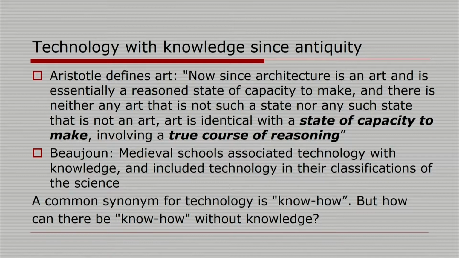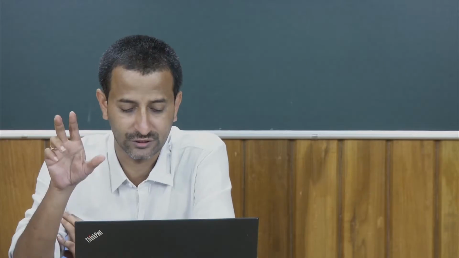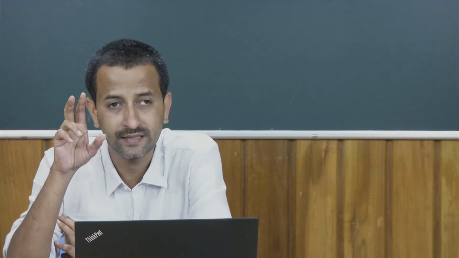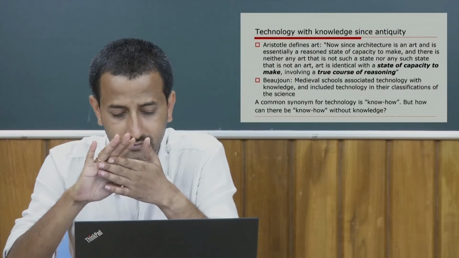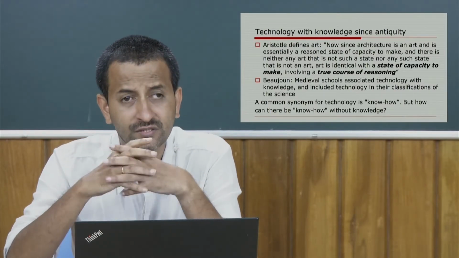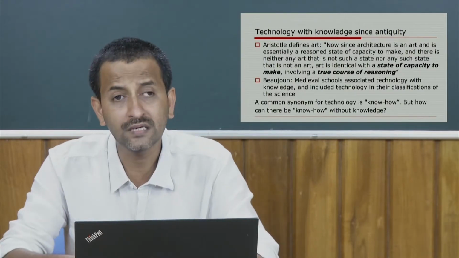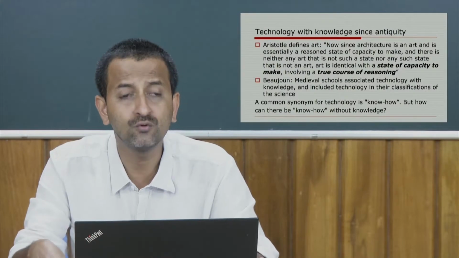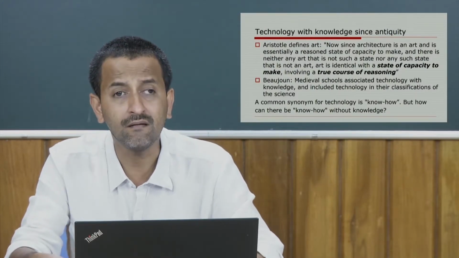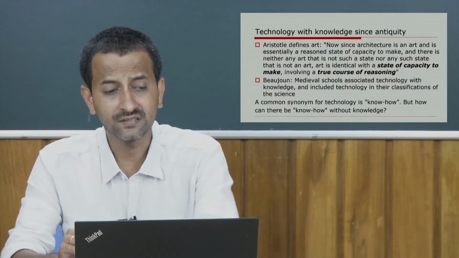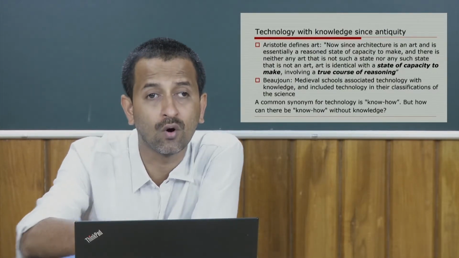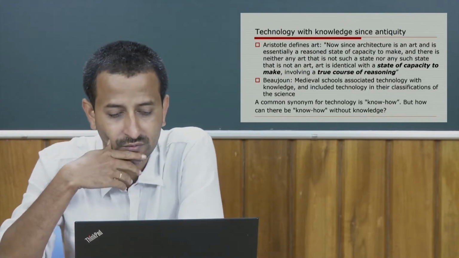Okay? How is it self-contradictory? This is obviously true in an etymological sense, but it is also true logically. Technique means detailed procedures and skill and their application. Technology refers to detailed procedures and skill and their application. But these detailed procedures can only come into being through knowledge. Skill is the ability to use one's knowledge effectively. A common synonym for technology is know-how, but how can there be know-how without knowledge?